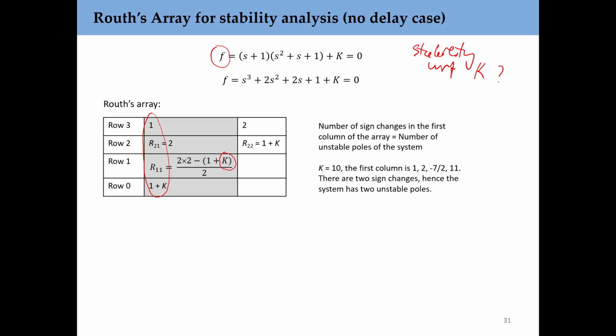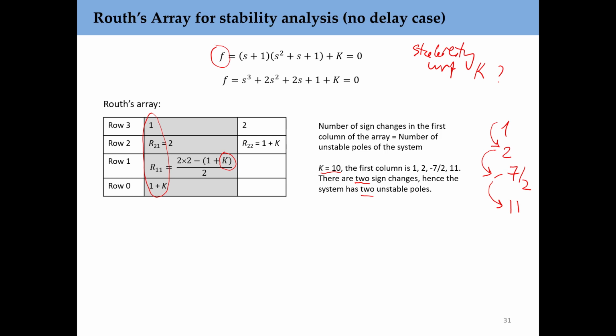What do we mean? Well, let's set k equals 10. When k equals 10, the first column is 1, 2, minus 7 over 2, and 11. Now let's count the number of sign changes. 1 to 2, no sign change. 2 to minus, 1 sign change. Minus to plus, 1 sign change. There are 2 sign changes. Therefore, for k equals 10, the system has 2 unstable poles. Again, it's very easy. You can plug in k equals 10 and solve the roots, and you'll find that of those 3 roots, 2 of them are unstable poles.